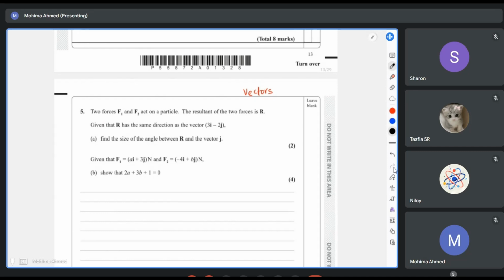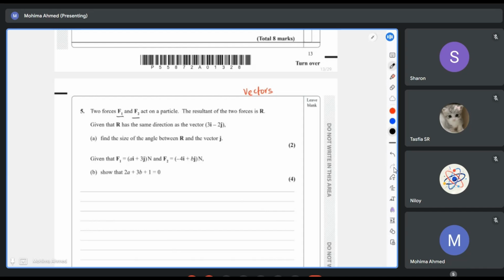Now, in vectors, what we actually represent, for example in graphs, is that the y-axis is represented as a vertical line and the x-axis as a horizontal line, right? Now over here, a similar condition: y is going to be represented as j and the x-axis as i. So you have two forces F1, F2 that act on a particle, and the resultant of these two forces, that means obviously F1 plus F2, is equal to R.